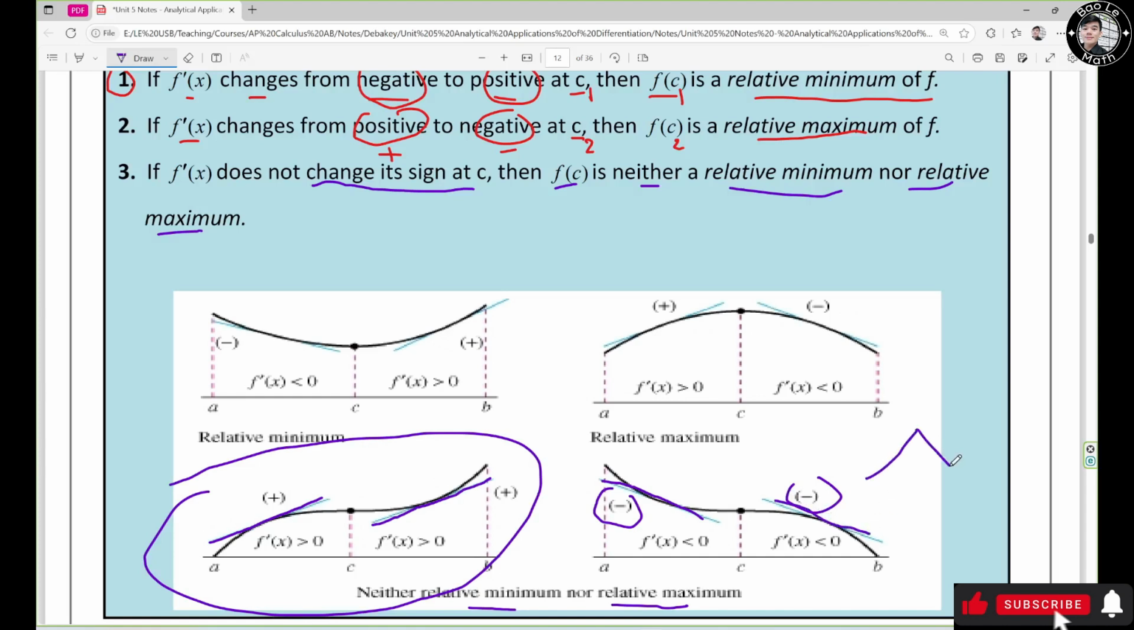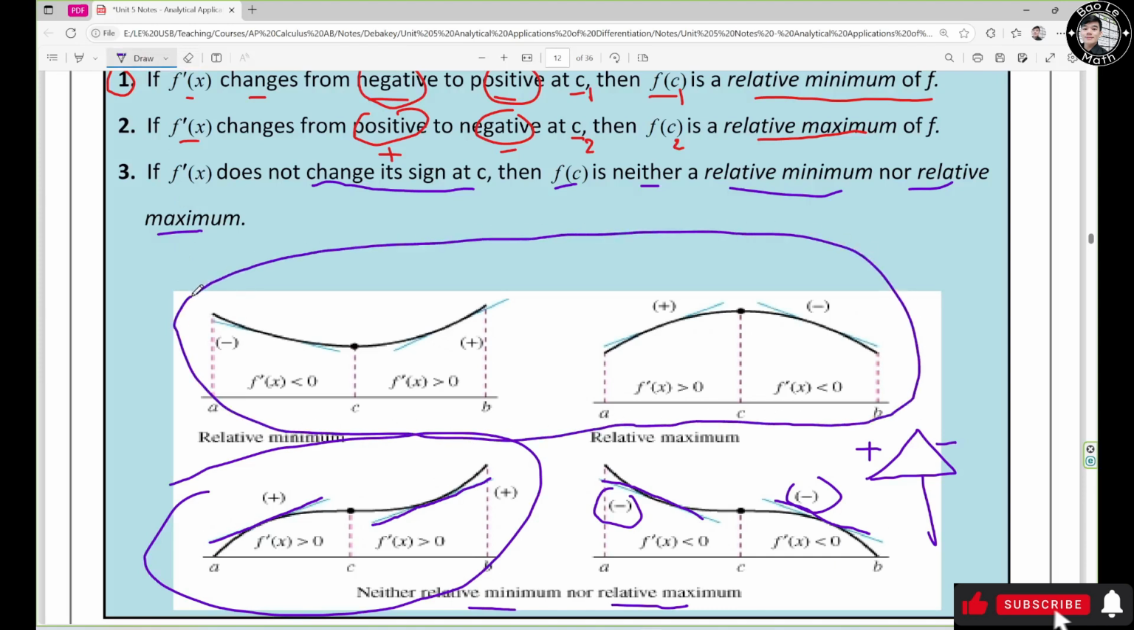Remember the Christmas tree trick. If the tangent lines go this way, the slope is positive. If the tangent lines go this way, the slope is negative. Only in the first two cases right here does the slope of the tangent lines change sign. Negative to positive, it's going to be like this, so this one is a minimum. Positive to negative, this one is a maximum.